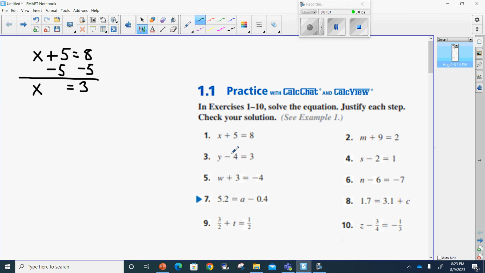Number 3 says y minus 4 equals 3. We're going to do just the opposite of what we did before. Since we have a negative 4, we're going to add 4 to it. And whatever I add to one side, I add to the other. This tells me the y will come down, and y is going to equal 3 plus 4, which is 7.